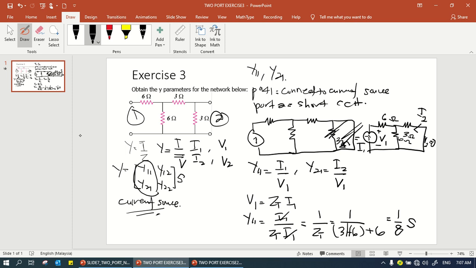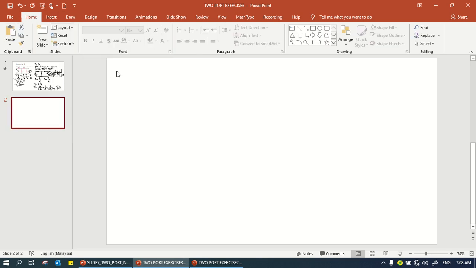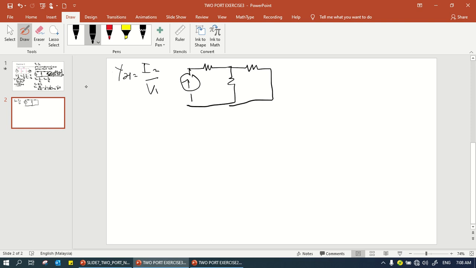Okay, so Y21 pula, kita akan gunakan current divider. So, for Y21, kita akan guna I2 over V1. Okay. Sebab kalau kita tengok, ni current source. So, yang ni lagi senang kita guna current divider lah. So, I2 kat sini, I1 kat sini. Ni 6, 6, 3 kan.